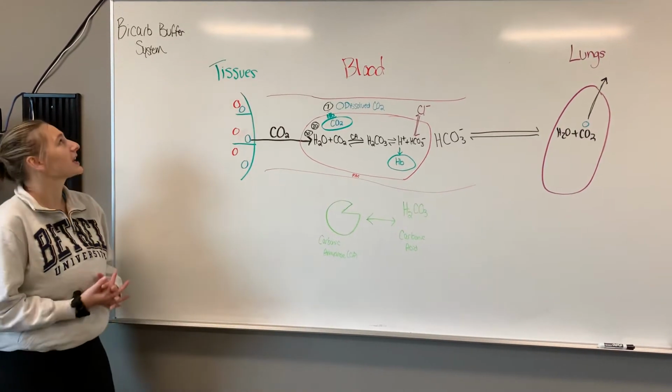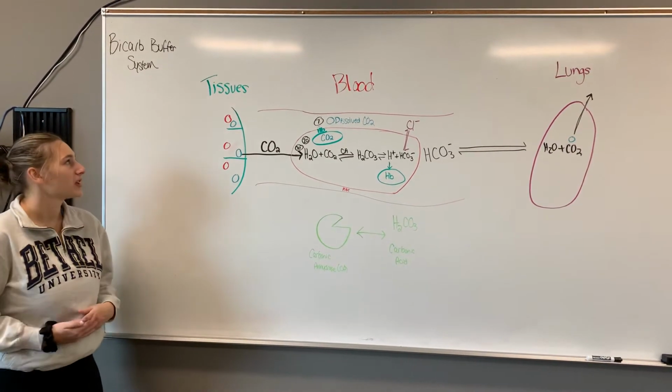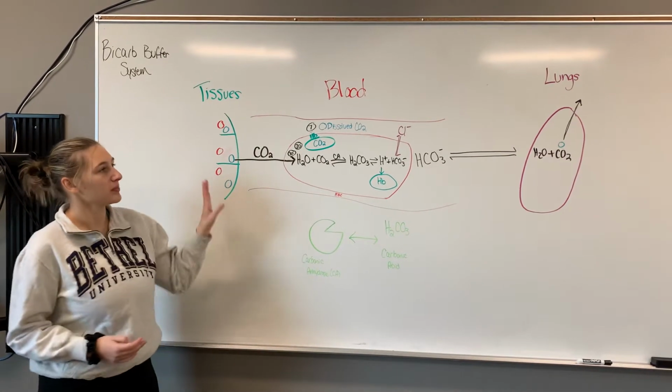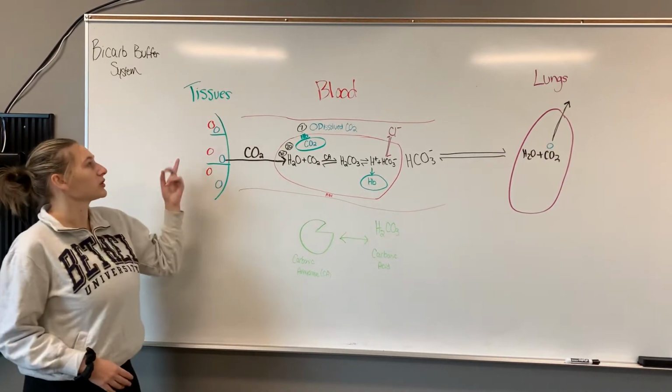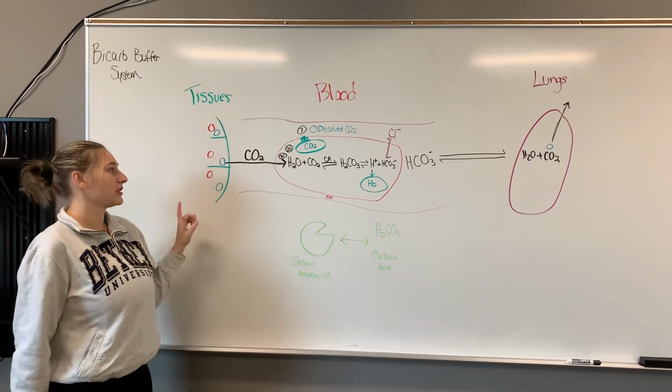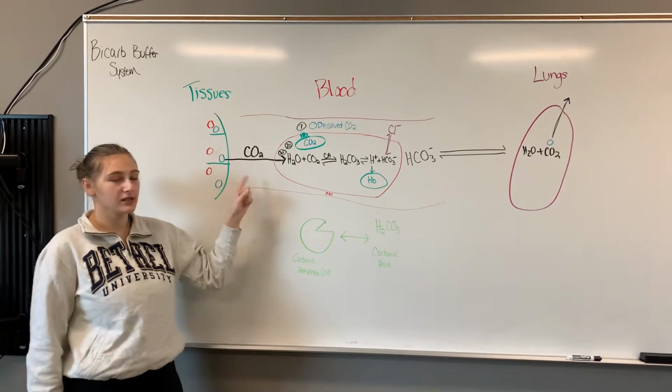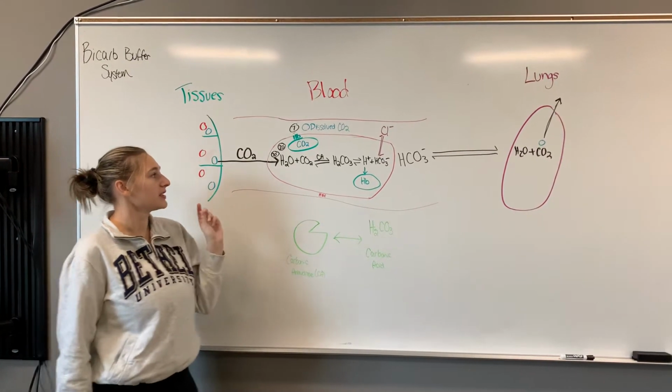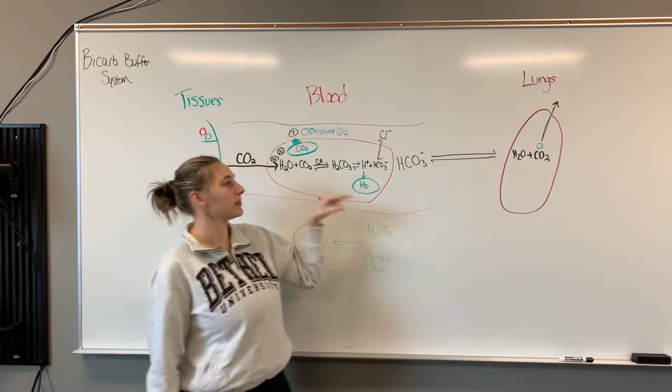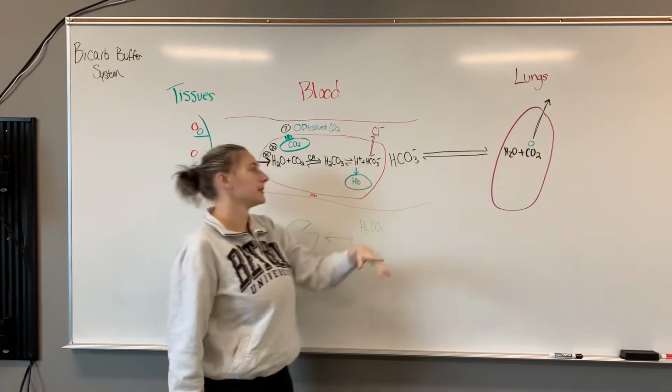Okay, now we're going to discuss the bicarb buffer system. This system takes place within our tissues, blood, and lungs. When our tissues go through cellular respiration, they produce a waste product, CO2. There are three things that the CO2 can do to get out of the blood, out of the lungs, and out of the body.